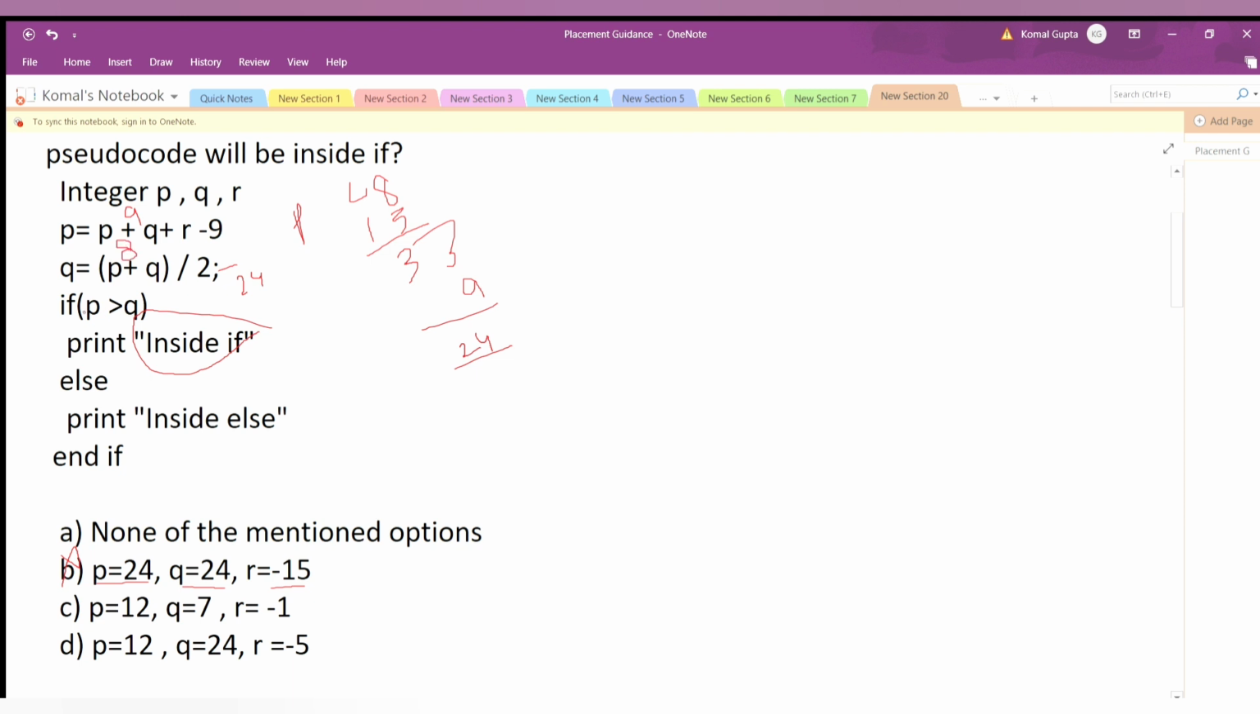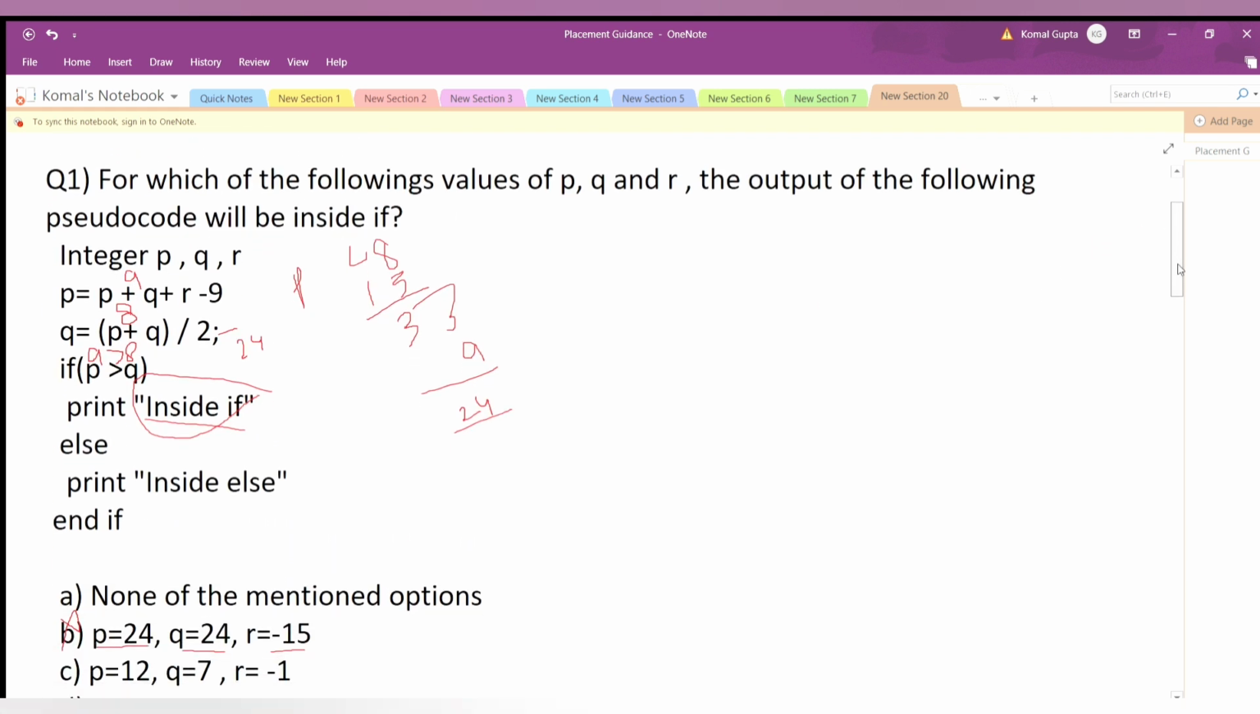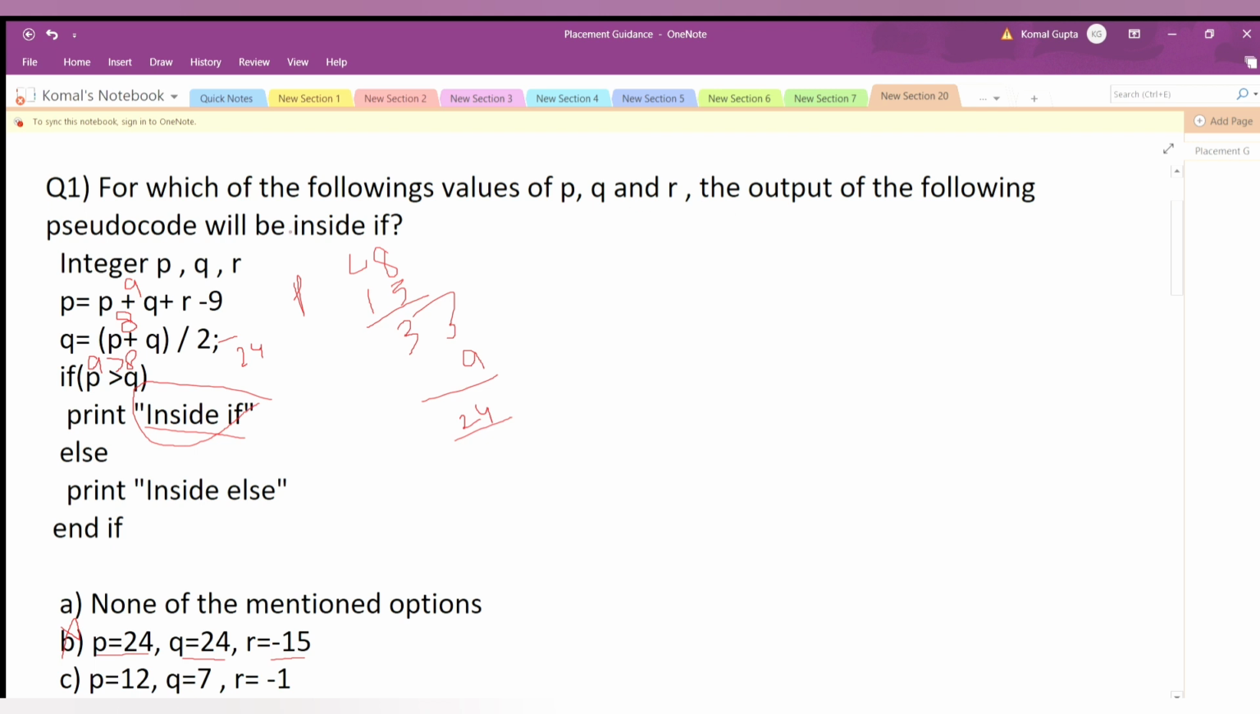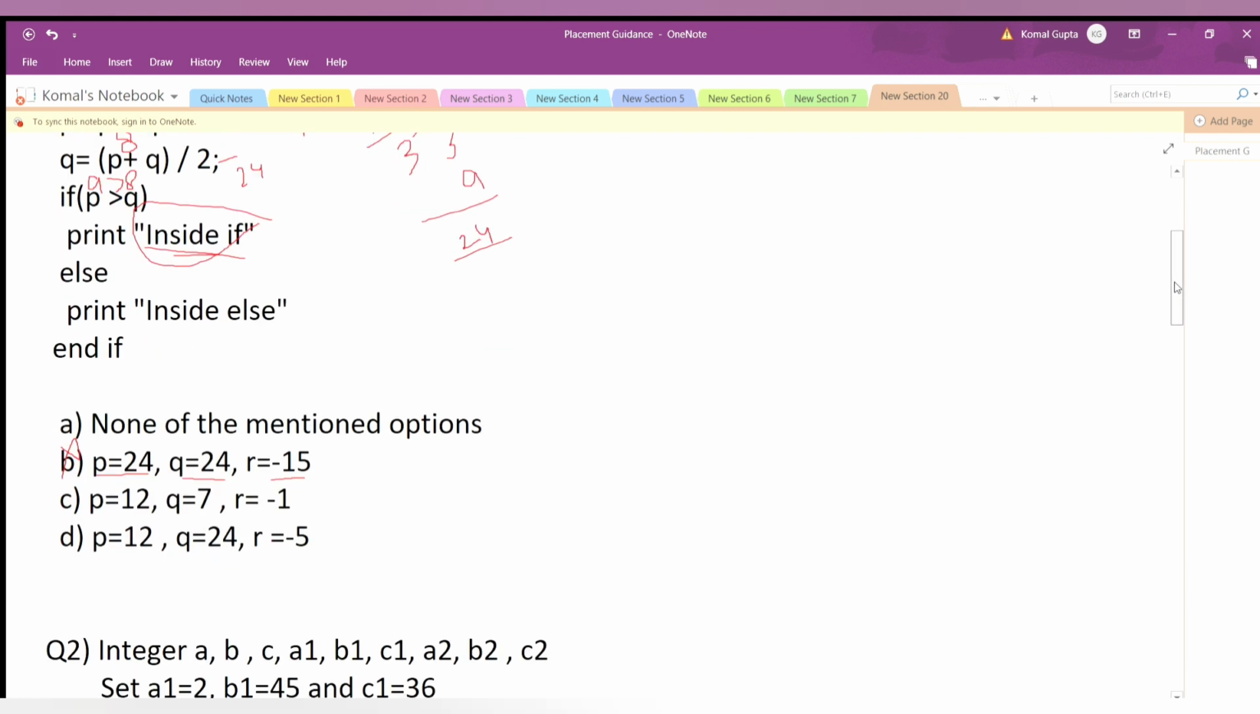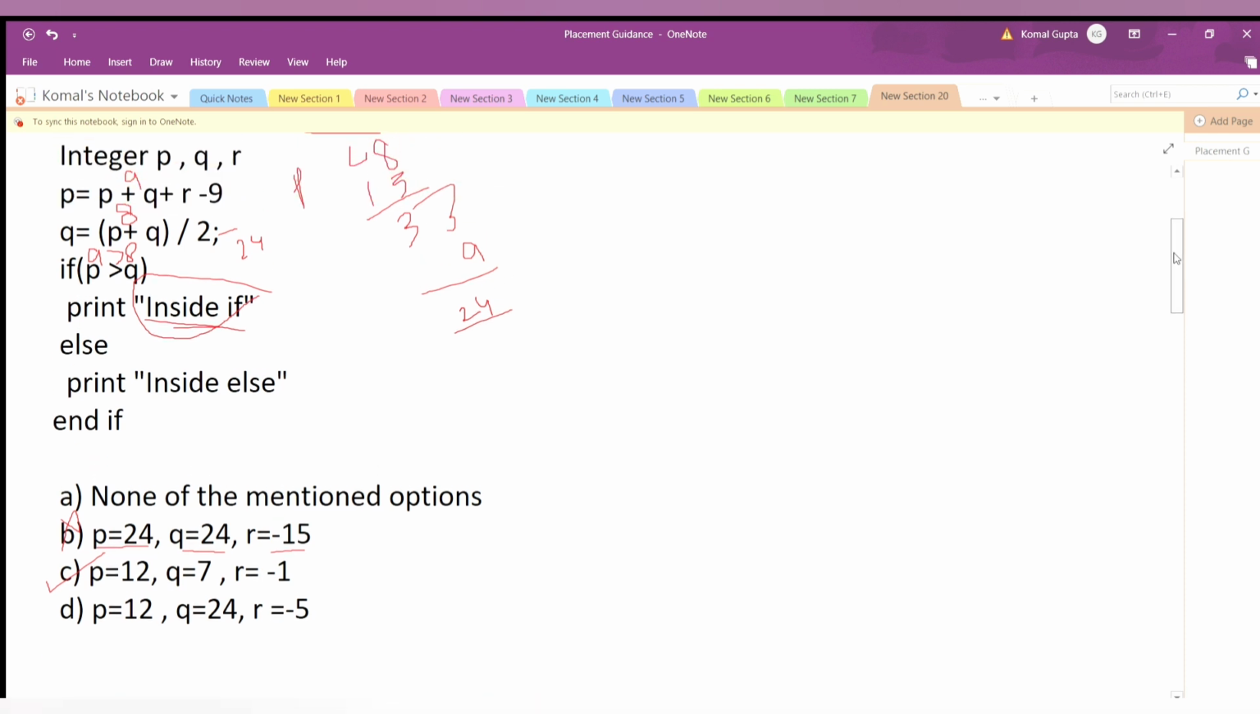Does this condition satisfy now, is 9 greater than 8? Yes. And we are coming inside this condition, inside if, which is what they have asked: you have to find the values of P, Q, R so that it should be inside if. So we are inside if with P as 12, Q as 7 and R as minus 1. So we know that our option is C, but we will check the other option also.